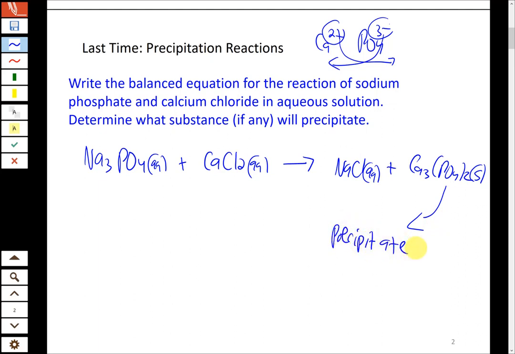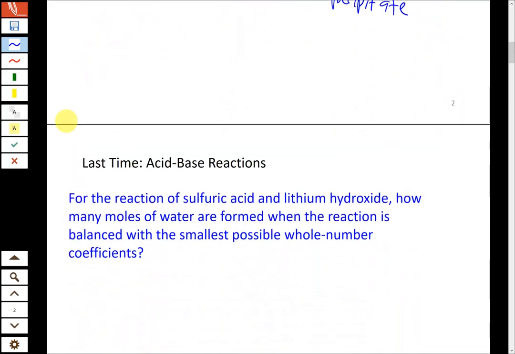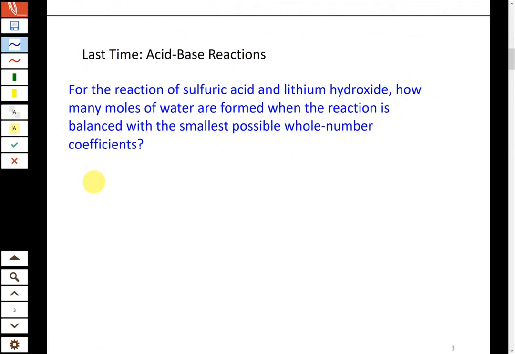All right, so that's an example of a precipitation reaction that we covered last time. And then the other major category we did was acid-base reactions, where you have acid plus base gives you water plus an ionic compound. So here we have sulfuric acid and lithium hydroxide. We can recognize this as acid-base. First of all, the word acid is directly in the name, and then hydroxide, OH-, is what signifies something as a base. So for that reaction, how many moles of water are formed when the reaction is balanced with the smallest whole number coefficients?